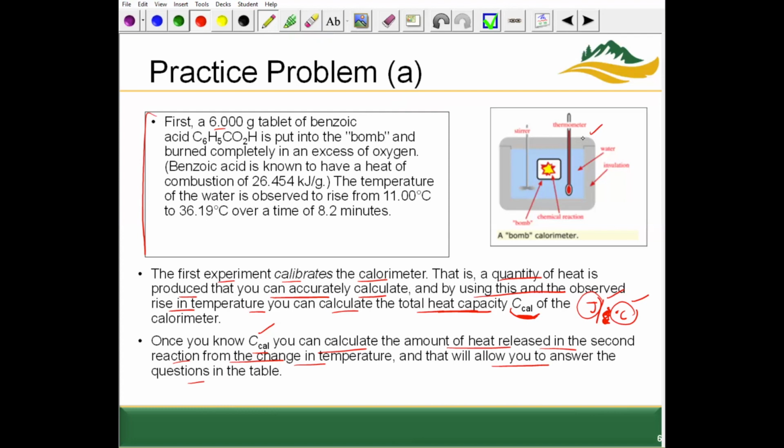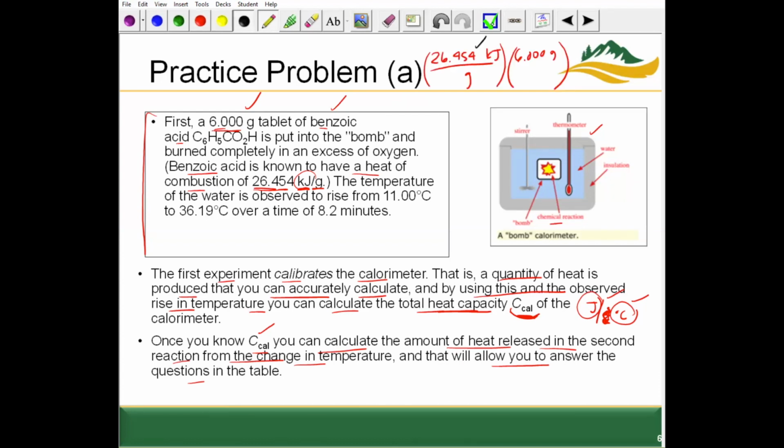We know we put in exactly 6.000 grams of benzoic acid. We know benzoic acid has a heat of combustion of 26.454 kilojoules per gram. Well, we put in 6 grams, so we could calculate an accurate amount of kilojoules based on the true mass of benzoic acid that we put into this reaction vessel.